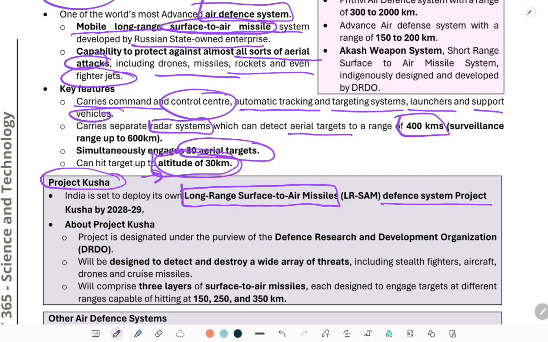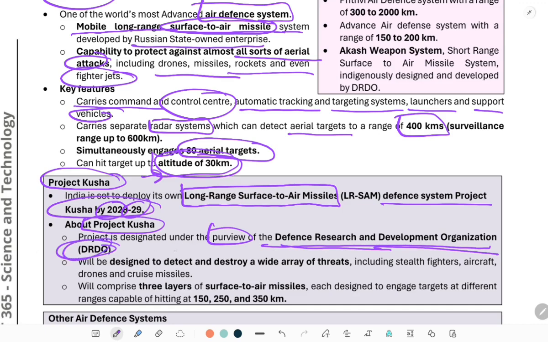Defense system project Kusha, 2028 to 2029. This Kusha project is designed under the purview of the Defense Research and Development Organization, DRDO.